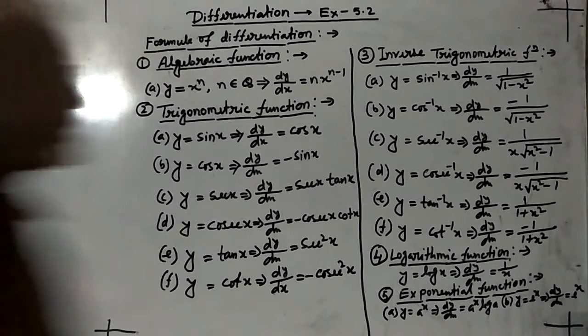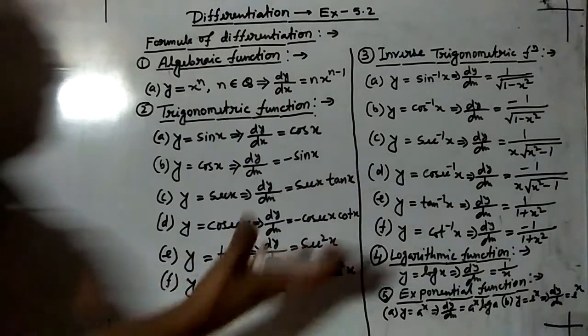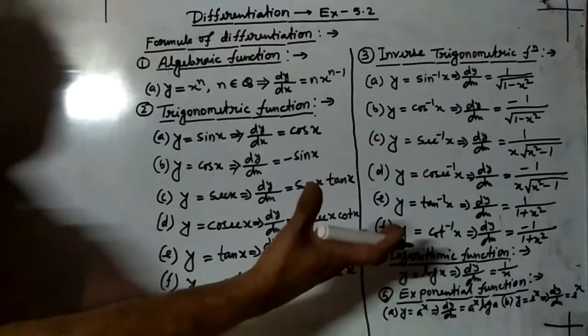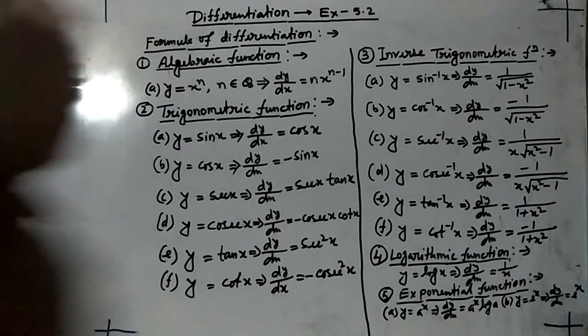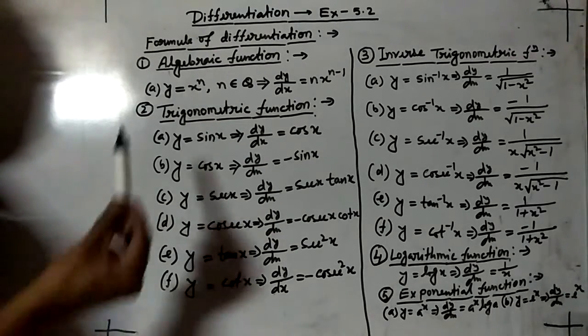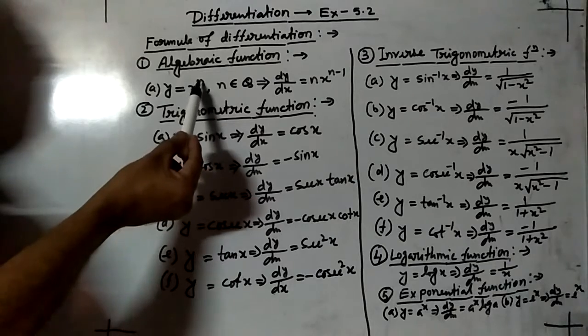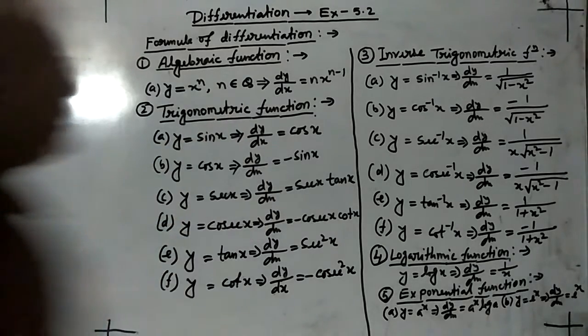It's differentiations formula I'm showing you. So here you can observe all 5 types of functions. Functions का डेरिवेटिव का formula I have written. First is algebraic functions, right? Algebraic functions, first formula is y equals to x to the power n. n belongs to any rational number.